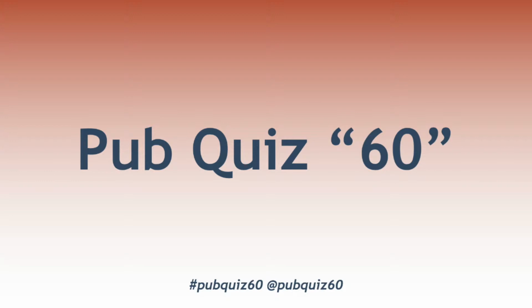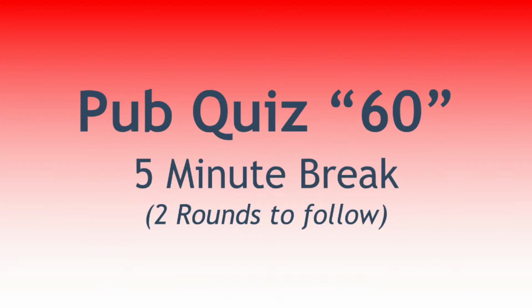So again, 12 points available on that. So a total of 36 available for the first 3 rounds. What we'll do now, though, is have a 5-minute break. I'll put 5 minutes on the clock just for you to go and stretch your legs.